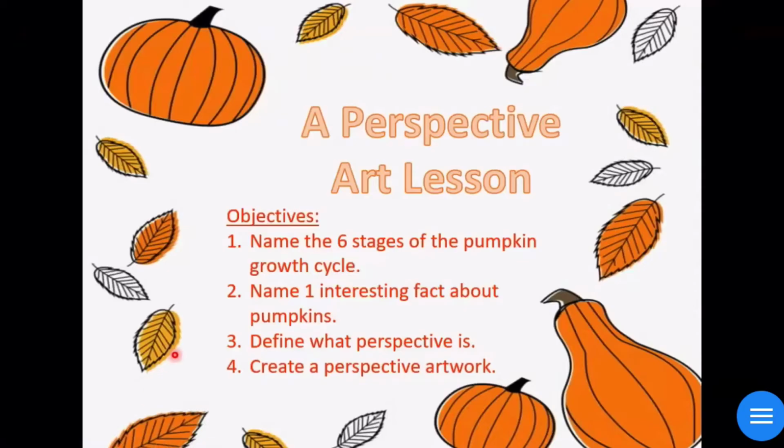Today's presentation is on pumpkins. 'Tis the season for these pumpkins, and if you get a chance to visit a pumpkin patch, that would be a fun thing to do. We're going to be doing a perspective lesson, and your objectives are, number one, name the 6 stages of the pumpkin growth cycle. Got to get a little science in there when we can. You'd be surprised how many students don't know how food is grown and is put in front of them on the table. I really feel like this is a lost art that everyone needs to know about.